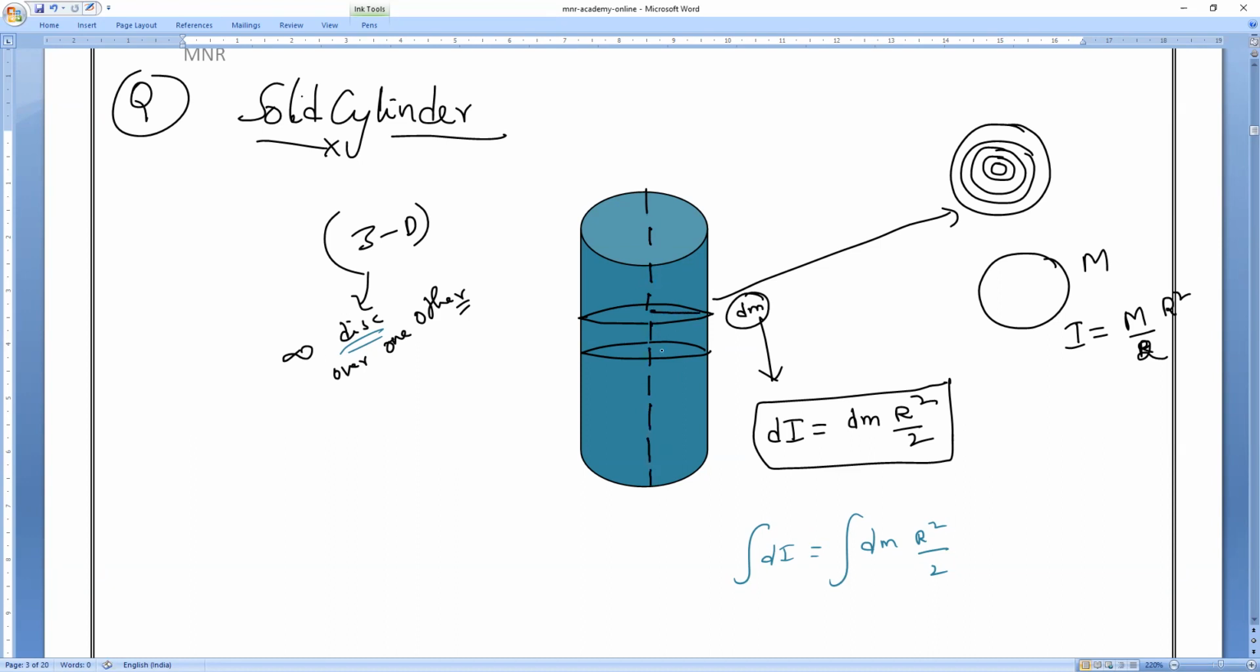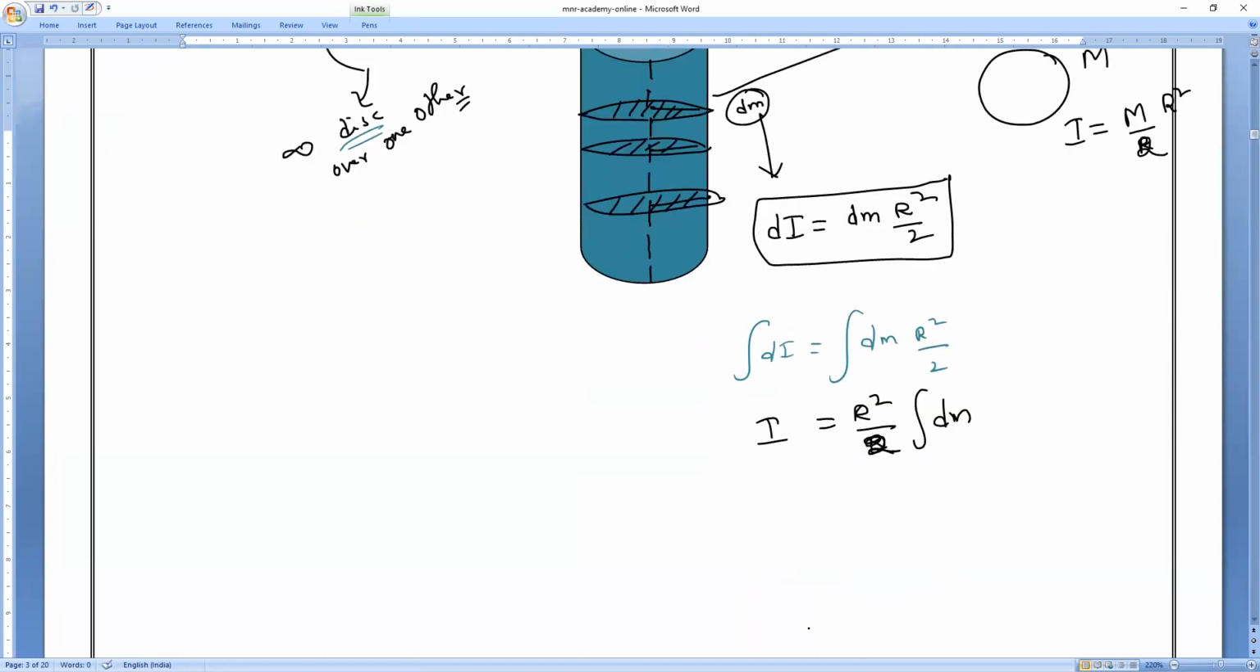Because I am taking this entirely solid, please remember, it is not a ring, it is solid. So r remains constant, so r square by 2 is also constant. R square by 2 integration of dm, which is equal to I. Integration of dI is I. Now small mass is dm, so all masses adding dm plus dm will give you what? Everybody? Total mass. So integration of dm is capital M.